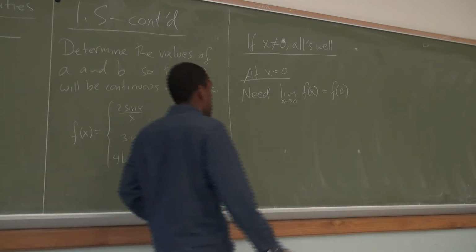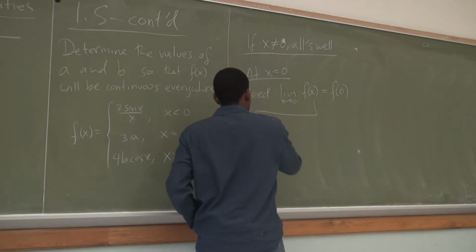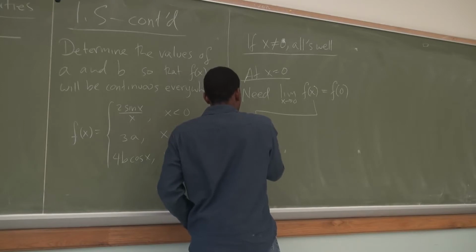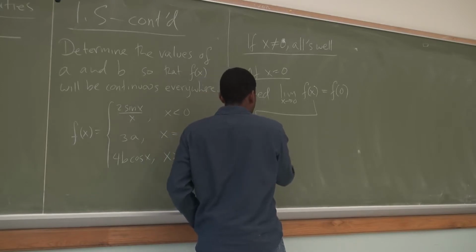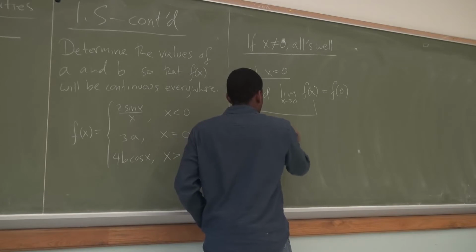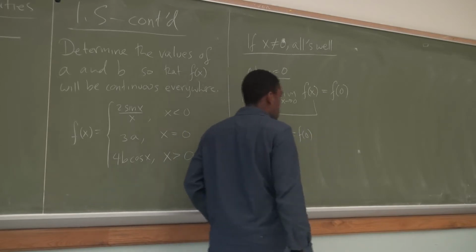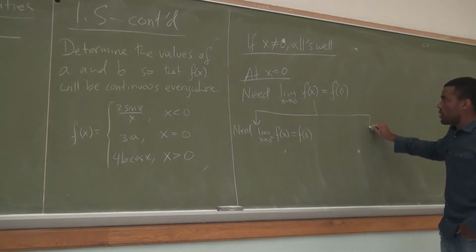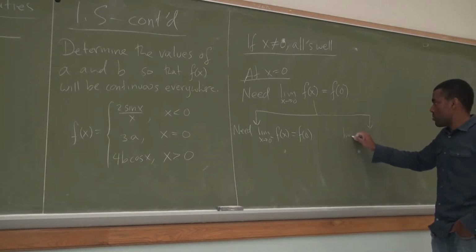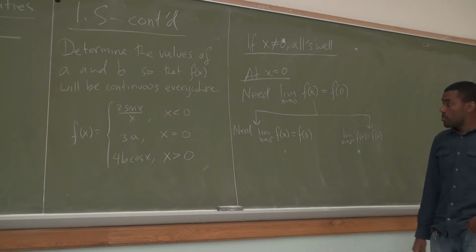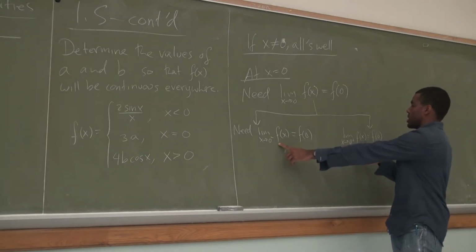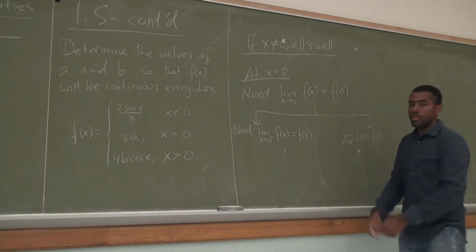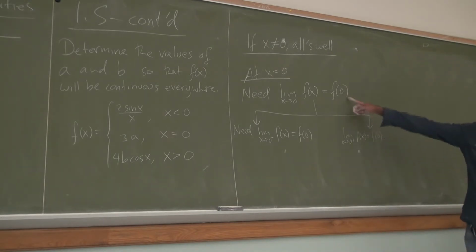In other words, what this means is you need the one-sided limits to match up, and you want their values to be f of 0. You want the one-sided limits to give you the same value, and it must be equal to the definition of the function at that point. That's what you need. So how do you make sure that happens?